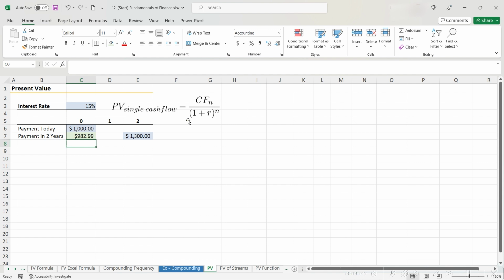Since $982 is less than $1,000, we should take the payment today because the present value of the payment today is higher than the payment in 2 years.